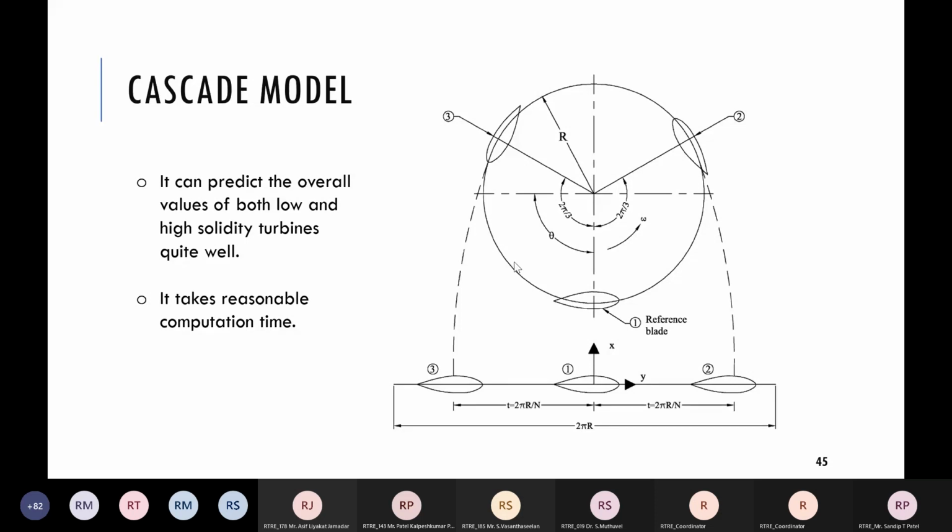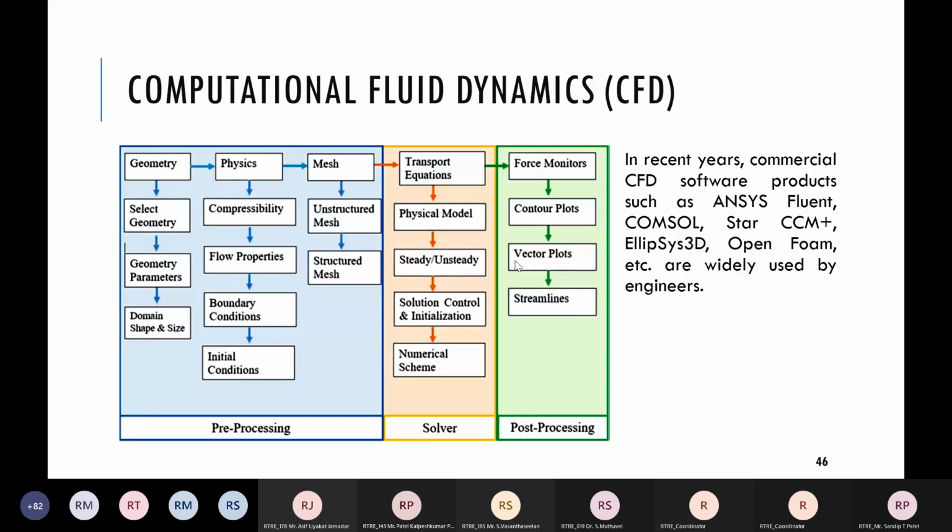Another technique is computational fluid dynamics, CFD. People are generally obsessed with CFD because it shows very beautiful plots, beautiful results. But the validity part is always required in this case. There are a lot of good software packages available, including ANSYS Fluent, ANSYS CFX, COMSOL, Star CCM Plus, OpenFOAM, etc. Fine.